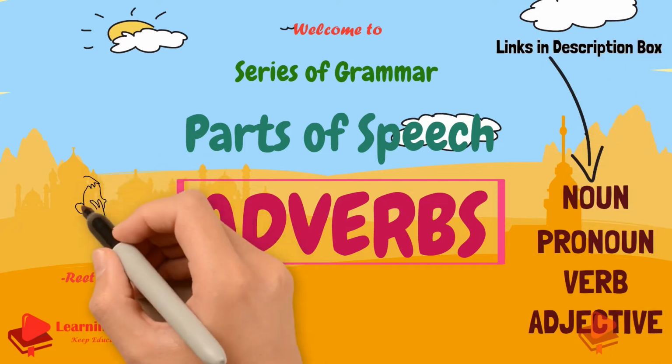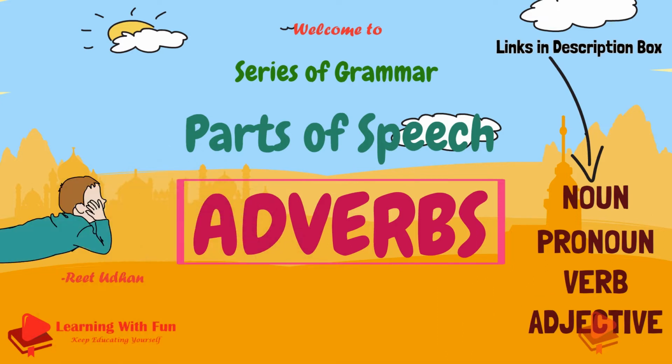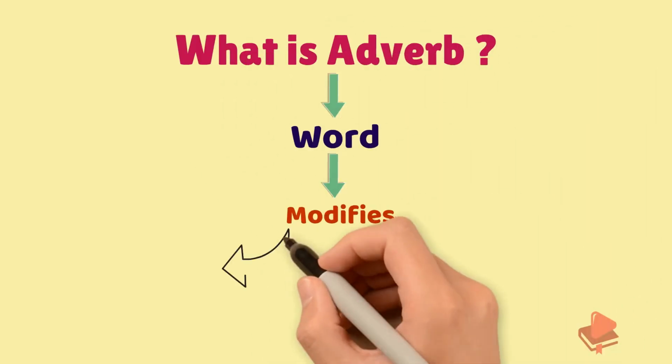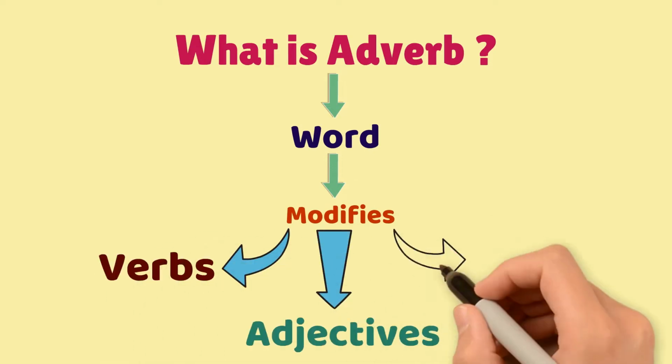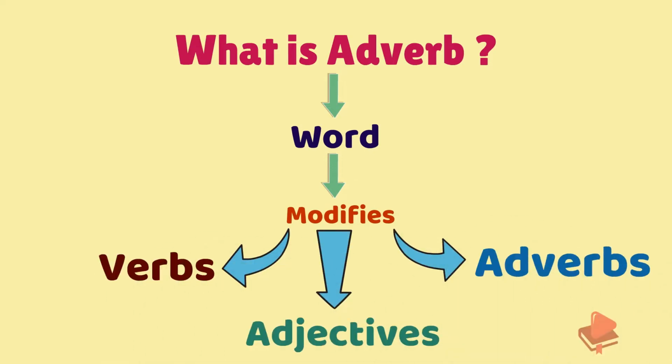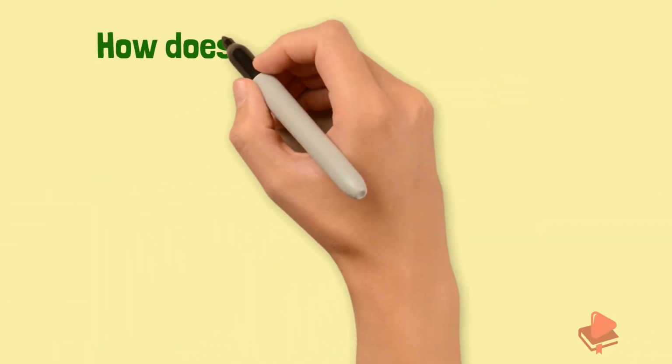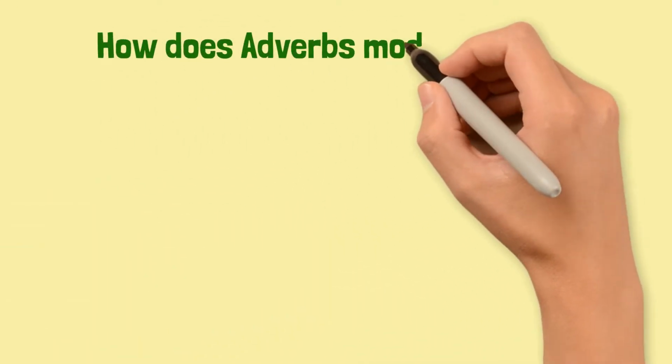And do watch the video till the end to get all the important information about adverbs in detail. So let's begin. So what is an adverb? An adverb is a word that modifies verbs, adjectives or adverbs in any sentence. Now let's look into each of the 3 modifications with some examples to make things clear.